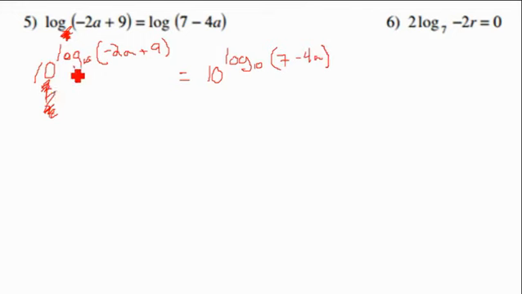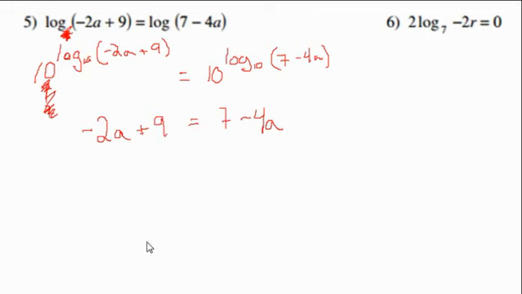And so 10 to the log base 10, that's going to be 1. So they will cancel out because they're inverses. The same thing will happen on the other side. So we end up with negative 2a plus 9 equals 7 minus 4a, and you solve for a from there.